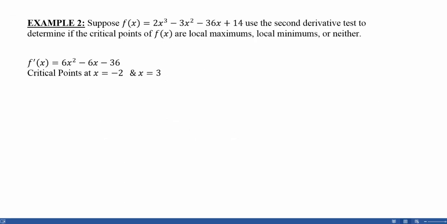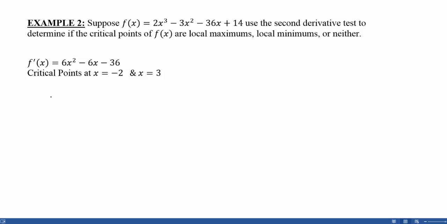Suppose that f of x equals 2x cubed minus 3x squared minus 36x plus 14. Use the second derivative test to determine if the critical points are local maximums, minimums, or neither. So our first derivative is 6x squared minus 6x minus 36. From there, we're able to find that the critical points are x equals -2 and x equals 3.